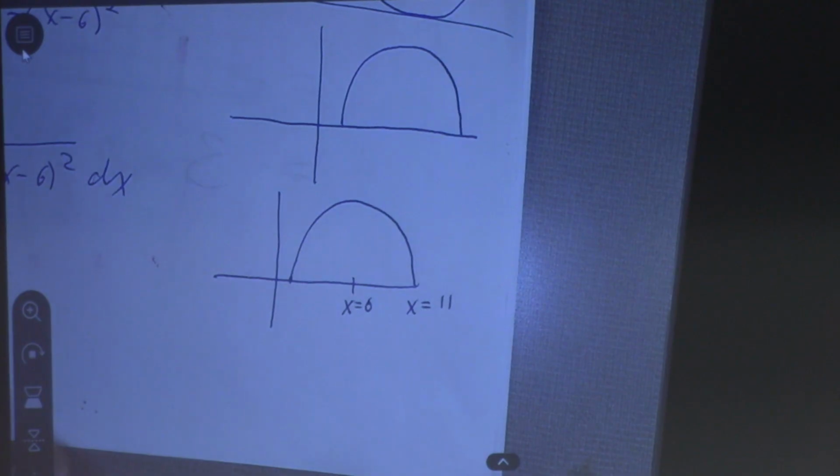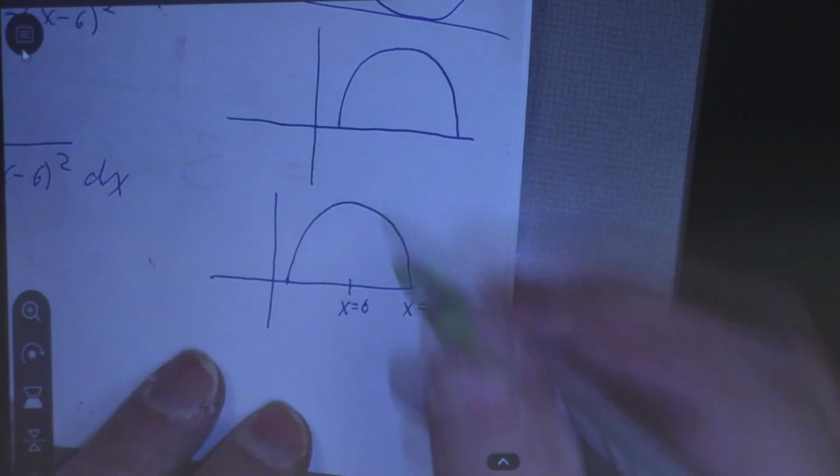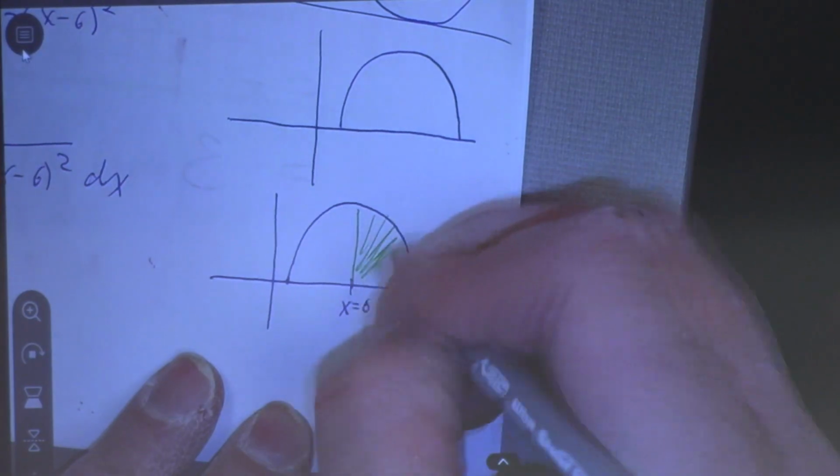Chris, is this why you asked me about the circle? Or were you on the other graph when you were asking about the circle area? I was on the other one. Okay.